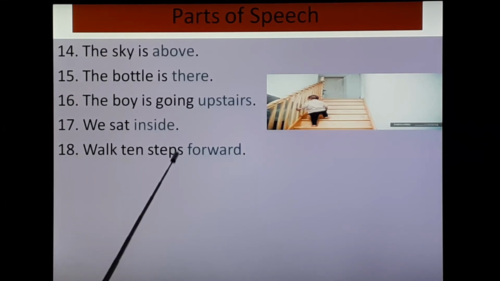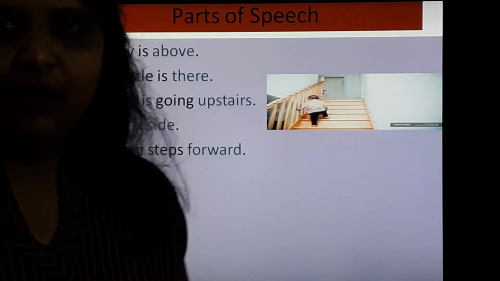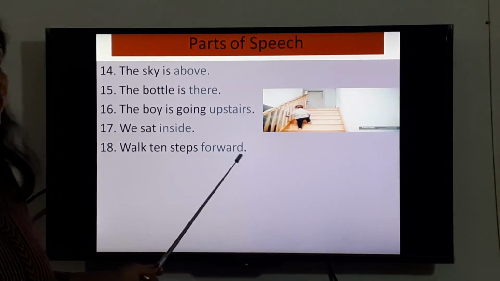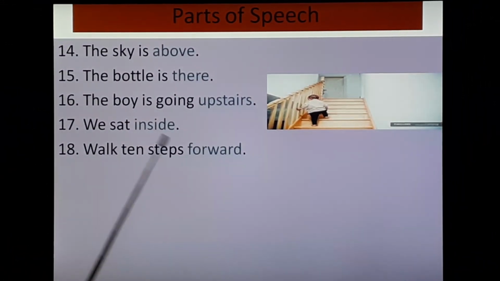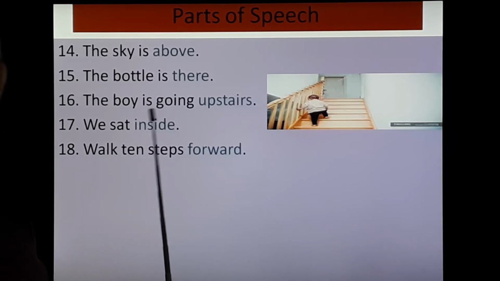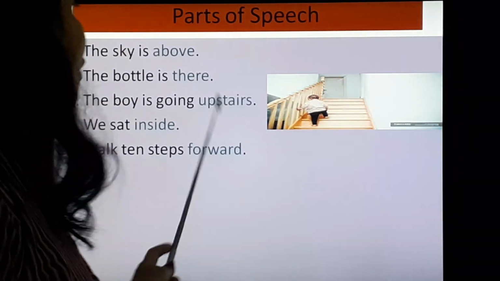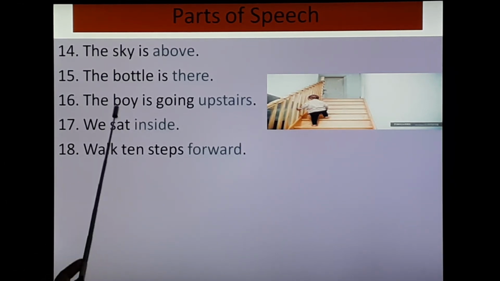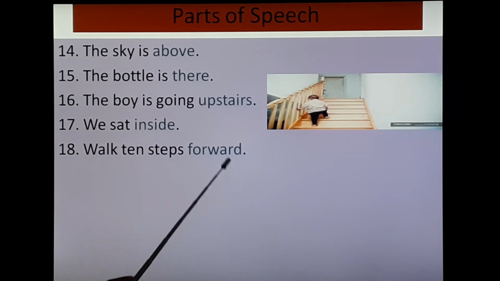Walk 10 steps forward. Forward and backward. So we are talking about forward. Here an action is indicated. So first of all, find out the verb. Walk is the verb. Walk 10 steps forward. So forward adds something to the meaning of the verb walk. That's why forward is called an adverb.